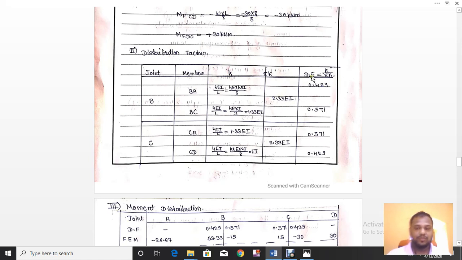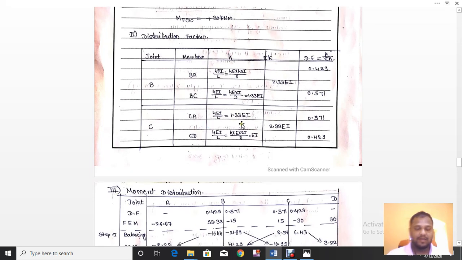To calculate the distribution factor, 1 EI divided by 2.33 EI gives us 0.429. Similarly, 1.33 EI divided by 2.33 gives us 0.571. Next, I added both of these and again got the same answer, so I have got distribution factors similar to the previous one. I hope you have understood the distribution factor table.